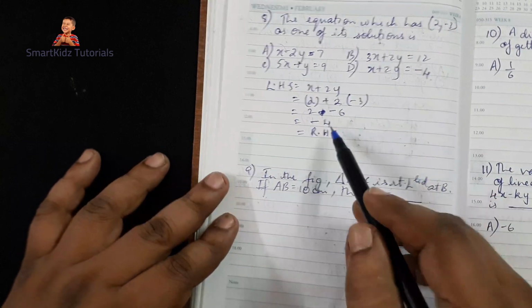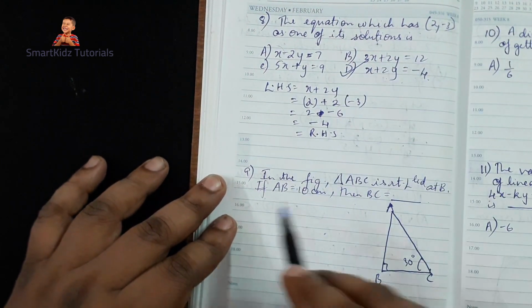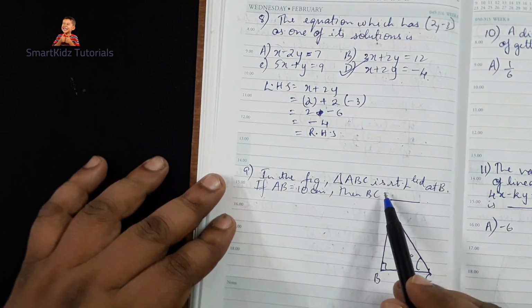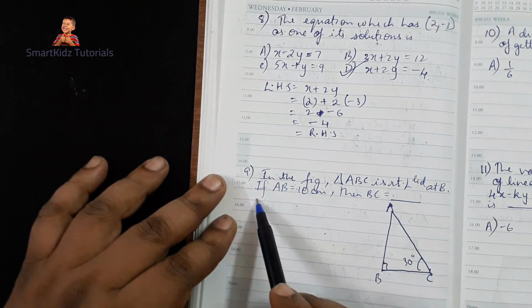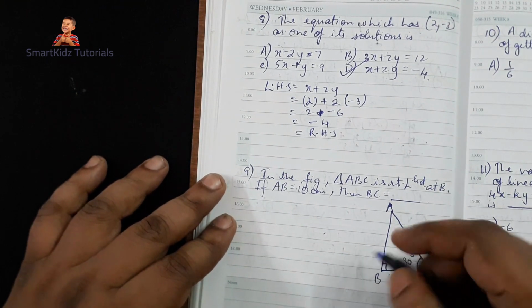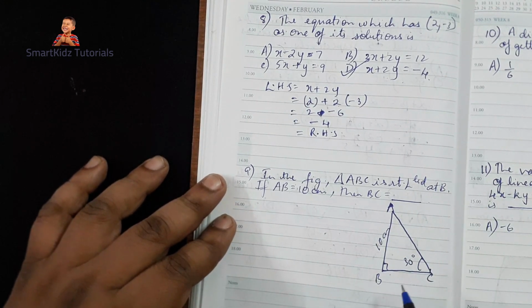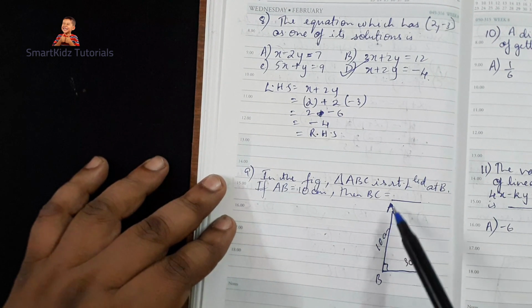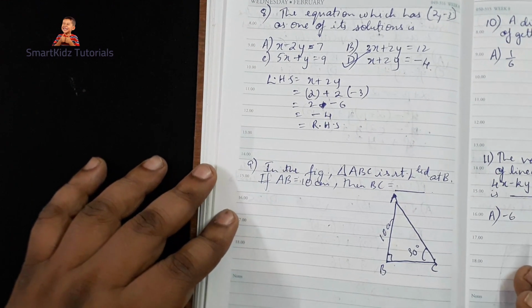Coming to the 8th question, the correct choice is D. Coming to the 9th question, in the figure, triangle ABC is right angled at B. If AB is 10 centimeters and BC is dash, we need to find out BC. Two things are given: AB is 10 centimeters and angle C is 30 degrees in this diagram.